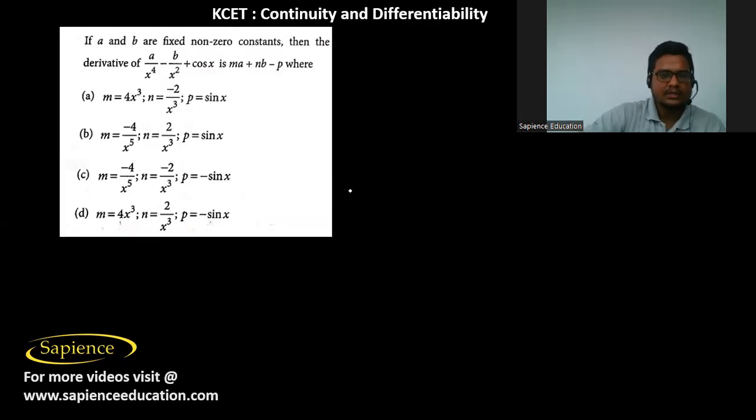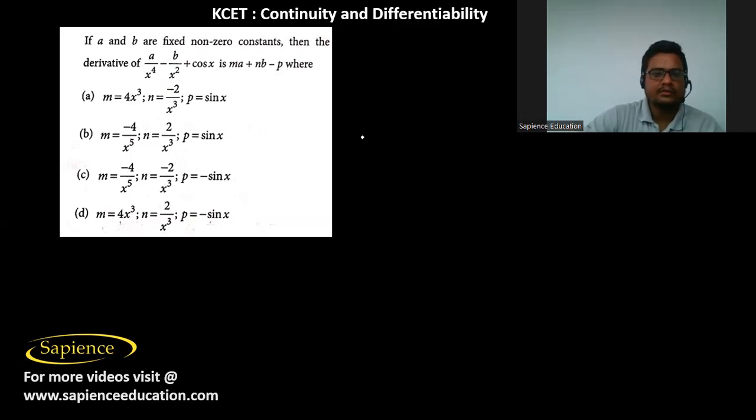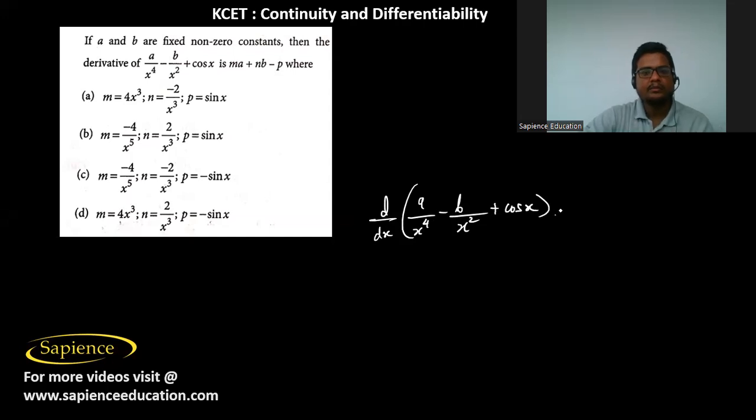Then here it is told that if a and b are fixed non-zero constants, then the derivative, that is d by dx of a by x power 4 minus b by x square plus cos x, is equal to ma plus nb minus p. So then m, n and p are what we have to find.